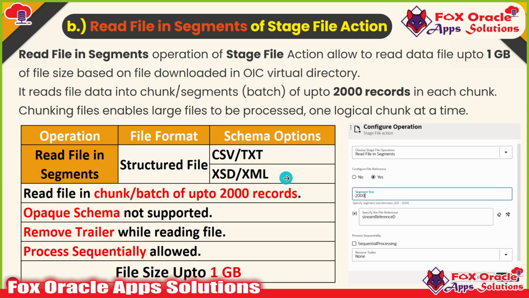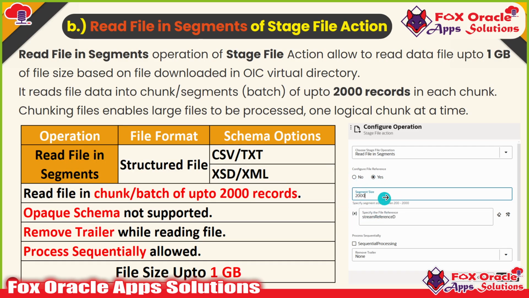When we are talking about segments, for example, our data file has 9000 records and its size goes up to 100 MB. All these 9000 records will not be loaded or made available in OIC to read at once. That's why we use read file in segments. It will read the content of the file in batches of 2000, which we pass here as the segment size.